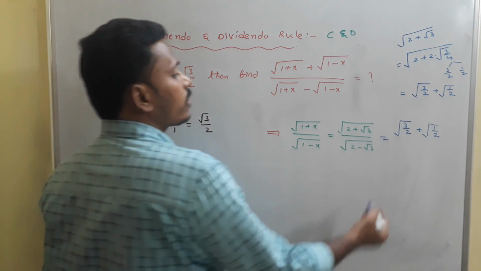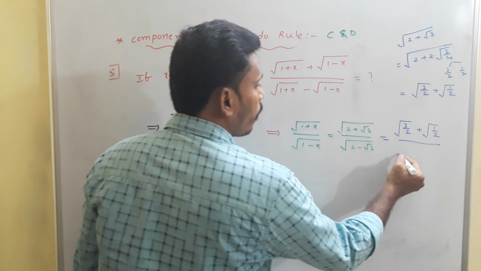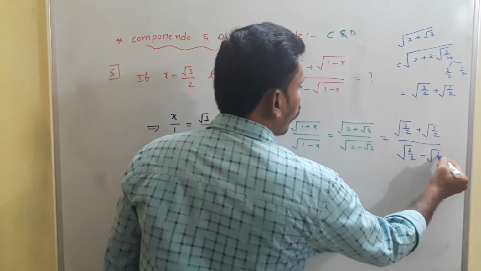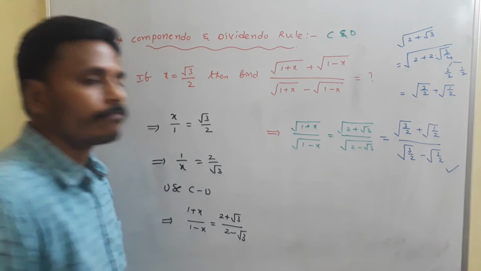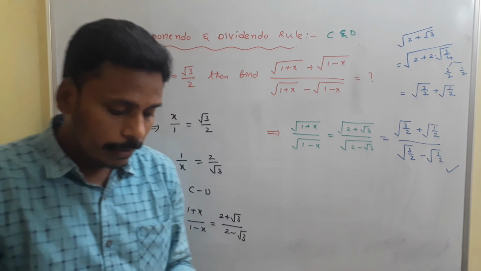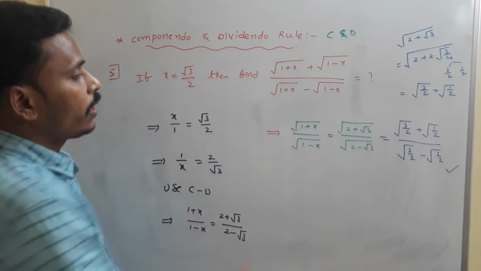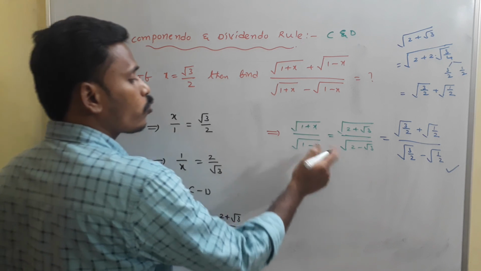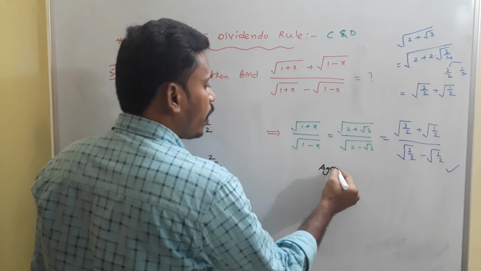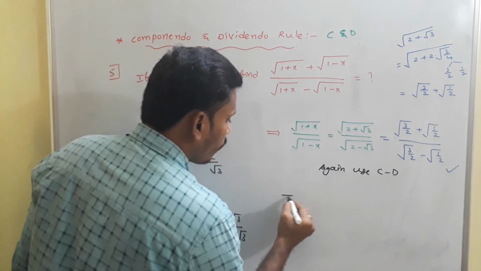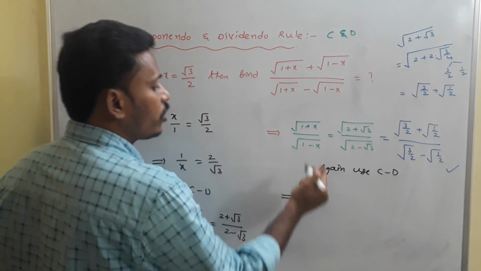In the same way, if you apply square root for the denominator, you get root of 3 by 2 minus root of 1 by 2. Root 1 plus x by root 1 minus x is this fraction. But I need root 1 plus x plus root 1 minus x, and root 1 plus x minus root 1 minus x. So again use the CD method here.